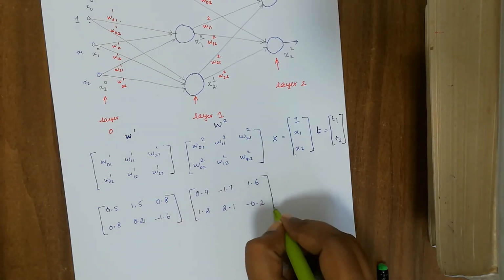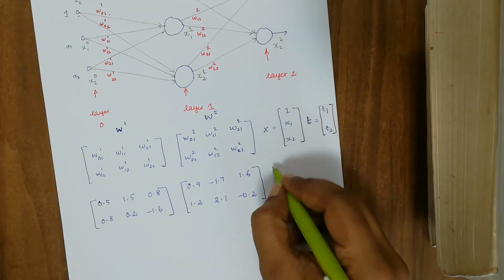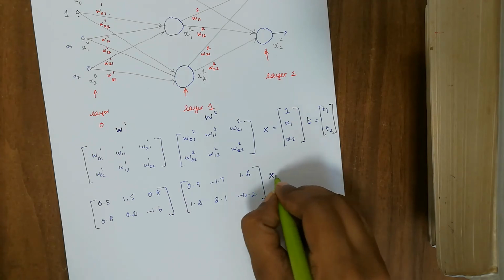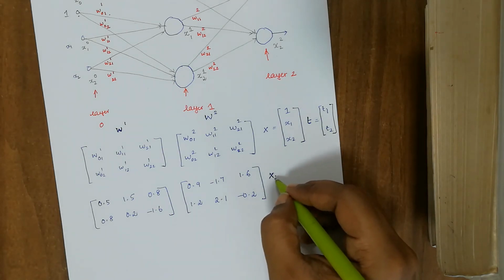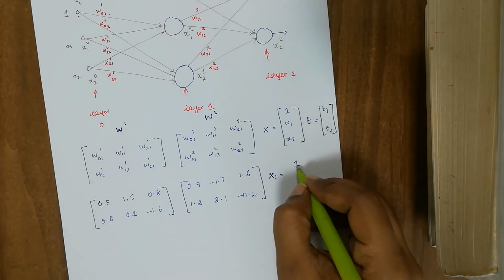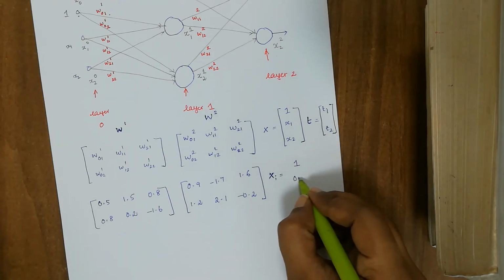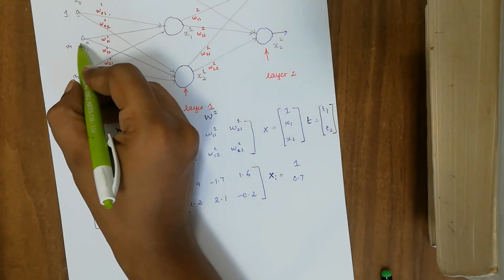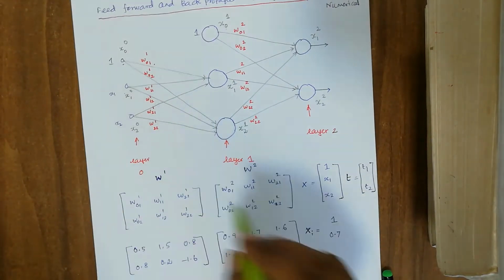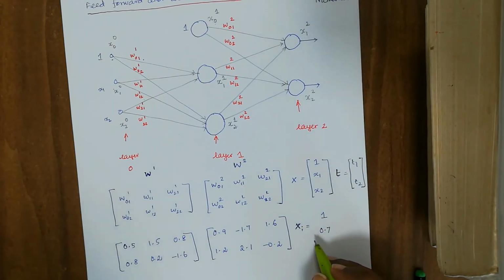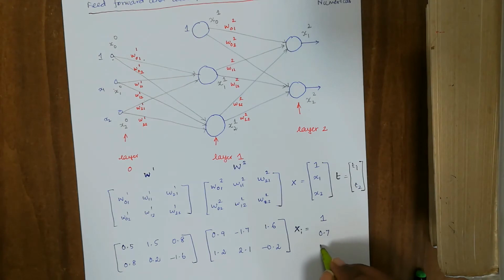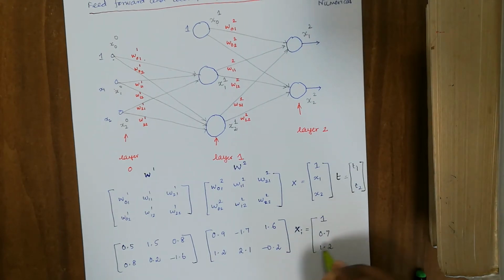Okay, now I want the x value, capital X. So when we take the ith sample, x is nothing but a vector consisting of 3 components. One is the bias and the x1 value. Okay, x1 goes here, that value is 0.7, and then the x2 value let us take as 1.2.